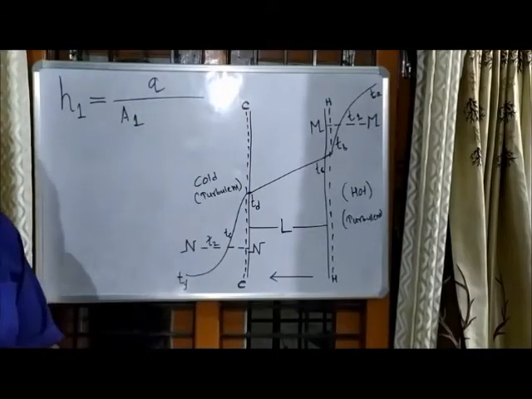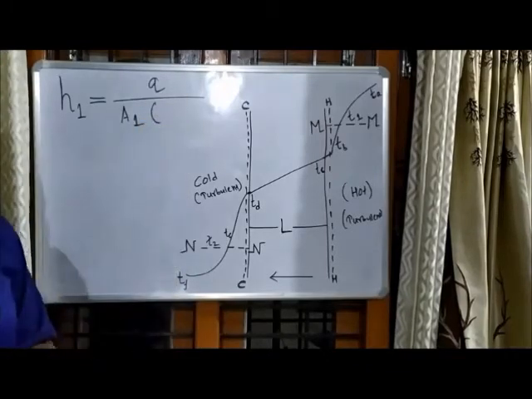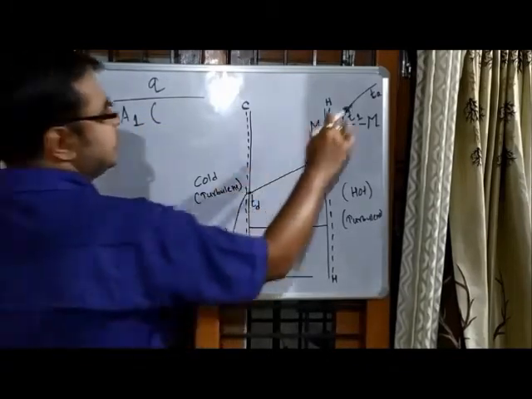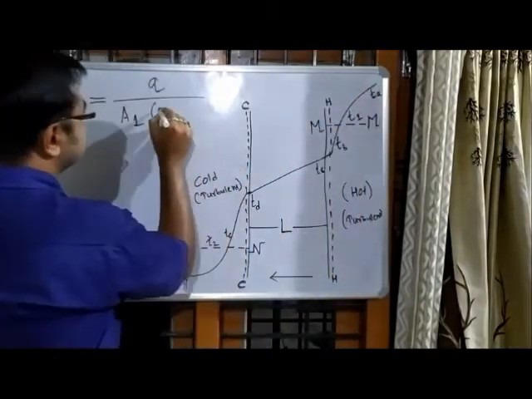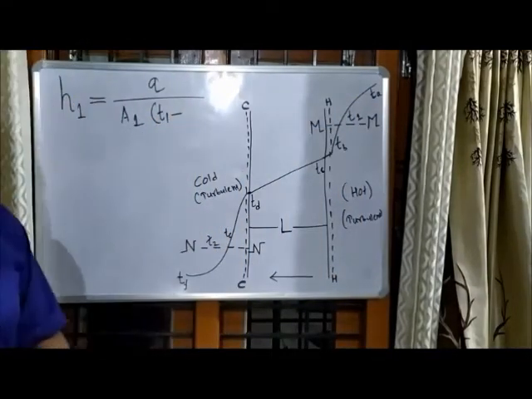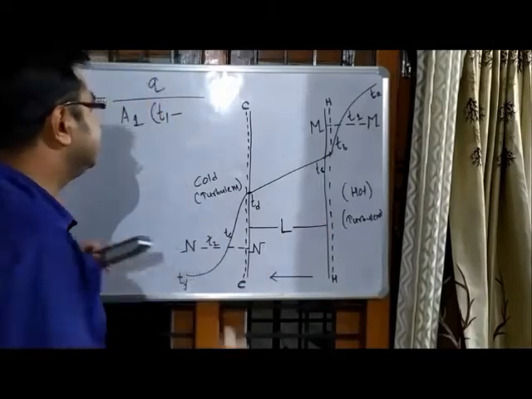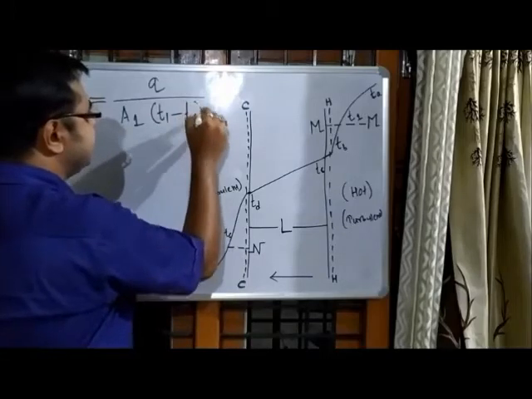Next, what is the difference in the temperature? The difference in the temperature is simply T1, the average temperature. So T1 minus what is the temperature at the interface? This is the Tc. Right?